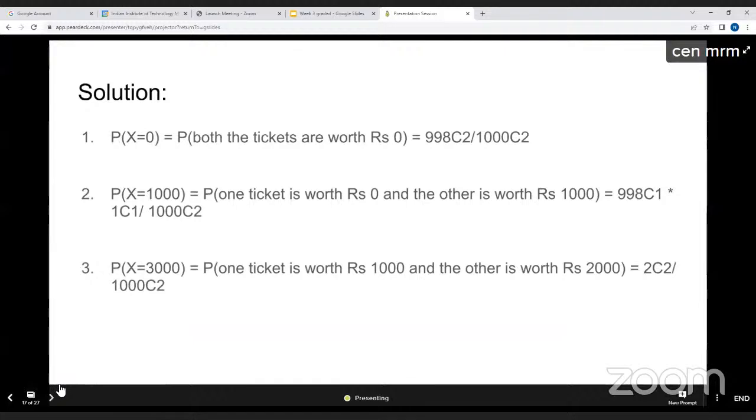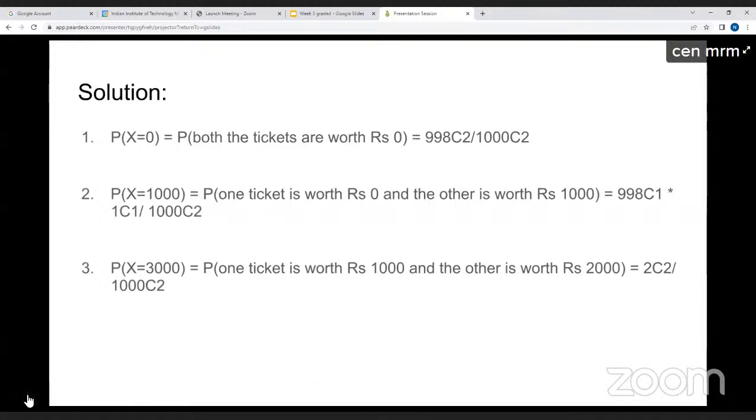So if we have to find the probability that x equals 0, it means we wanted to find the probability that both the tickets, the two tickets that you have got, their combined worth is ₹0. So those two tickets should come from those 998 tickets out of those 1,000 tickets, right? So basically it is 998 by 1,000. So it will become 0.998. So the first is mostly right for all of you.